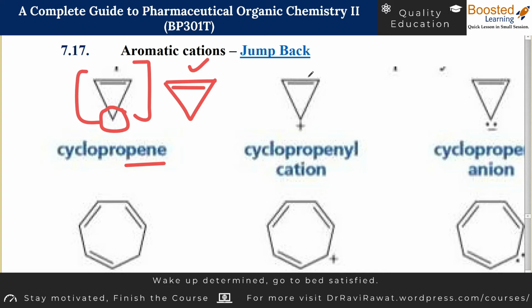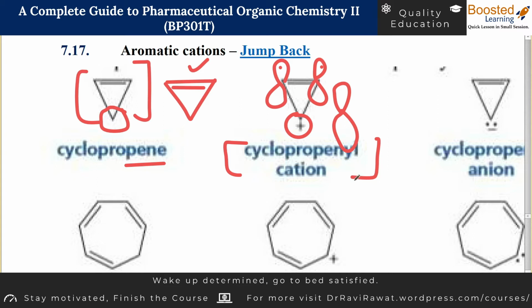Here there is one double bond in the cyclopropene and there is a positive charge on this carbon. Now whenever there is a positive charge, it means there is an empty p orbital. We have seen p orbitals in the case of double bonds, so the p orbitals have 1 electron each. That is why there is 1 pi bond inside the molecule. When there is a positive charge on any carbon, that means there is 1 p orbital and the p orbital is empty. There is no electron inside it. So this is the case in this molecule, which is the cyclopropenyl cation.